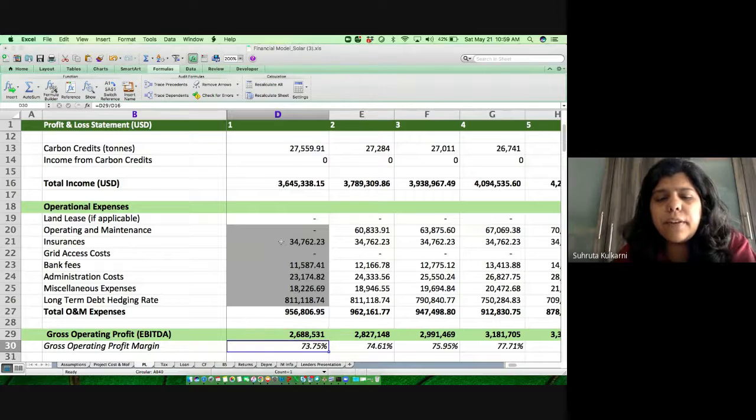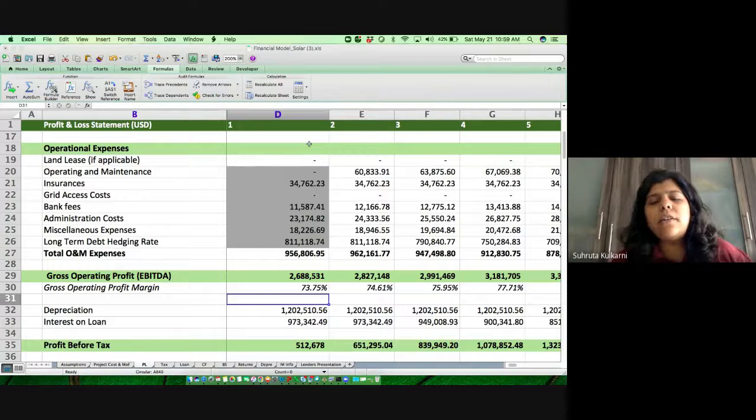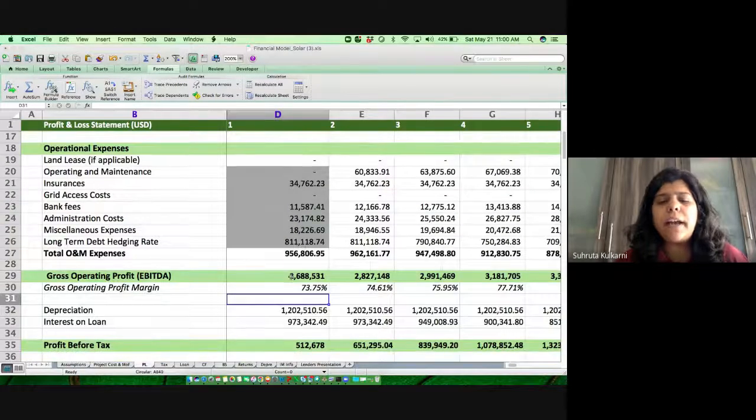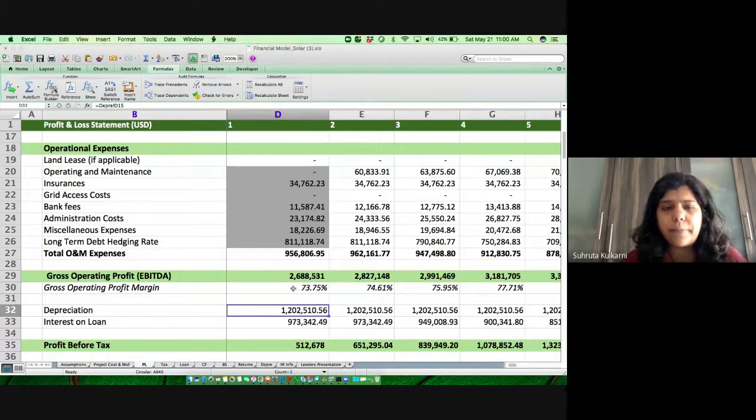Then based upon that, we have our EBITDA margins. So this is my net income minus my expenses. This is my EBITDA, and the EBITDA margin is very good at 73% because it's a solar power project. Not much expenses. Once you set it up, the expenses are very few. But then we have the depreciation, and we have the interest that we have to repay on the loan. The depreciation is coming from the depreciation sheet, and the interest on loan is coming from the loan sheet.